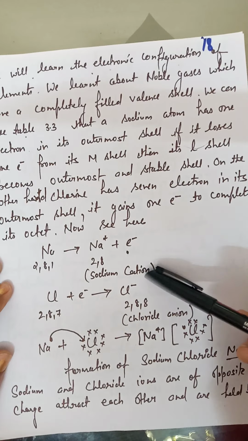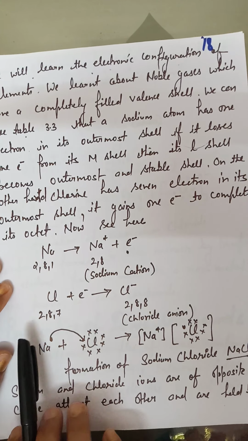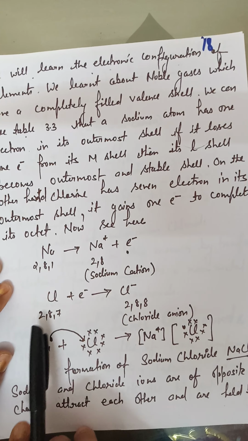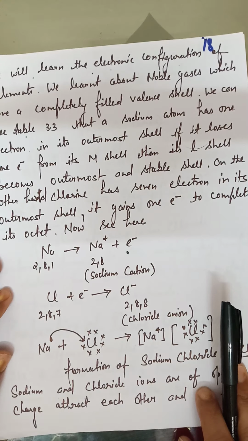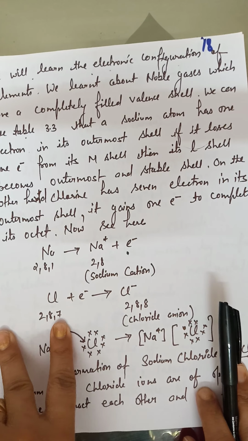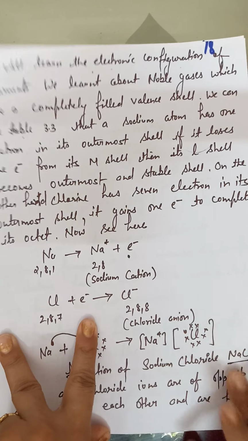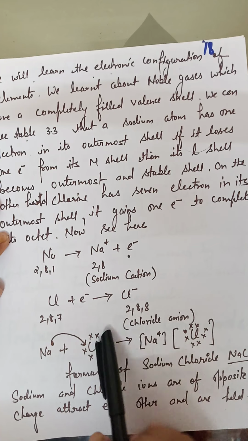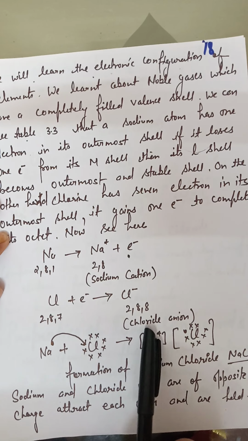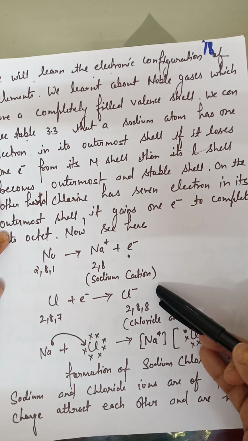sodium cation. Also we have chlorine having atomic number 17, so the electronic configuration is 2, 8, 7. So its outermost shell has 7 electrons. It requires 1 electron to gain the complete octet. So it gains 1 electron and forms the chlorine negative ion, and the chlorine negative ion is called chloride anion. So Cl- is formed here.